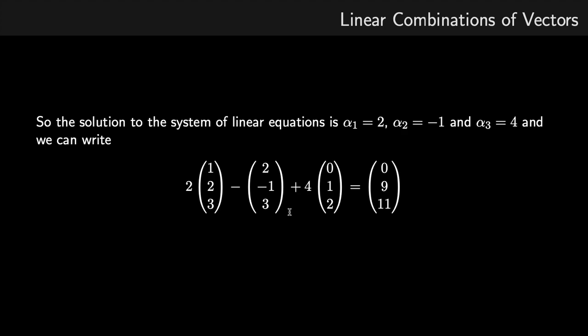Therefore I can write my vector 0, 9, 11 as a linear combination of those three vectors. So here we have alpha 1 is 2, alpha 2 is -1, and alpha 3 was 4.